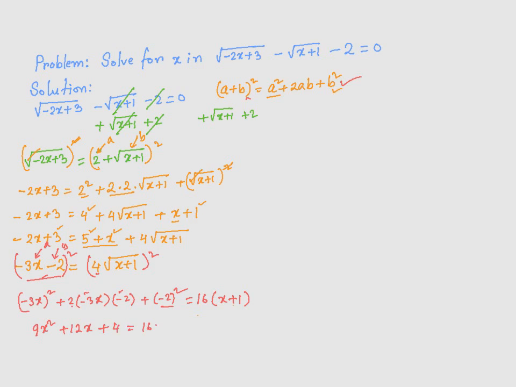to 16x plus 16. Now I'm going to move everything to the left. It's going to be 9x square plus 12x plus 4 minus 16x minus 16 is equal to 0. Then if I simplify things further, I get 9x square, 12x minus 16x is minus 4x, okay, and then 4 minus 16 is minus 12 is equal to 0.